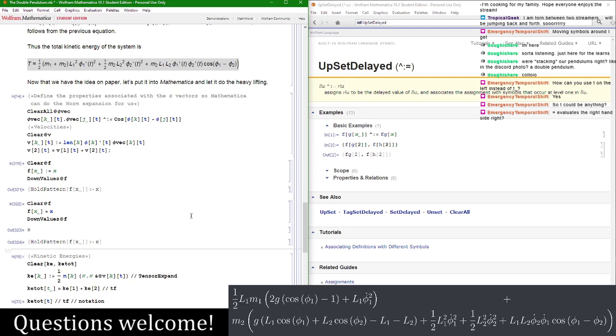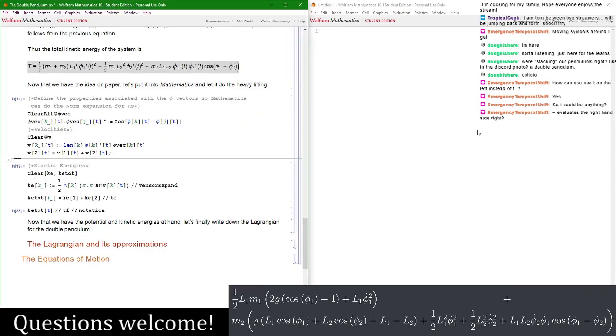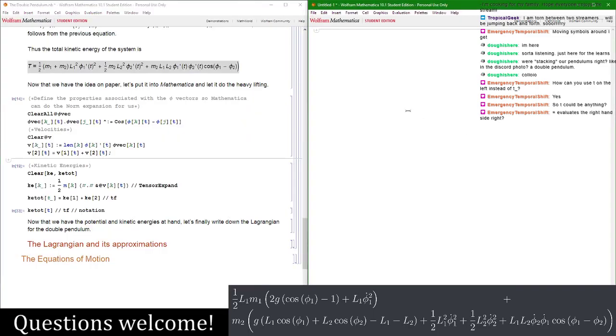So equals evaluates the right-hand side, right? Yes. So the crux of all of this comes down to the order of operations that Mathematica does. So basically, we're going to delete that, and we're also going to open a new notebook, and we're going to zoom in so y'all can see.